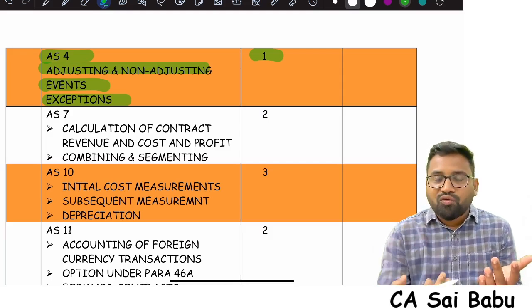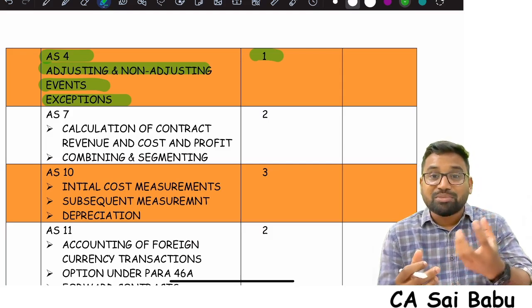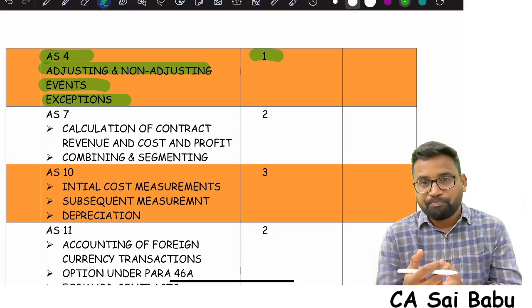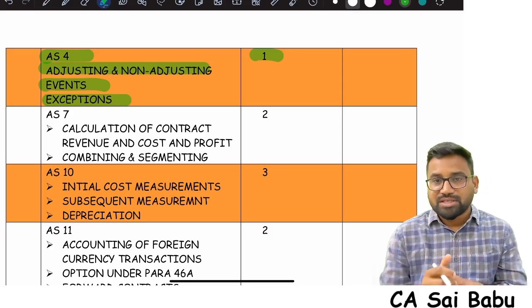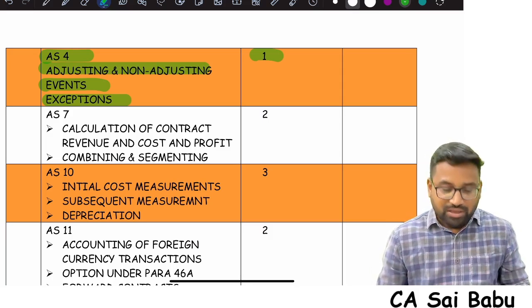In the process of oversimplification, what you are doing is you are missing some of the important technical words from the standard, right? So make sure that the technical words will be there from the standard, then only you can expect good marks in the examinations.